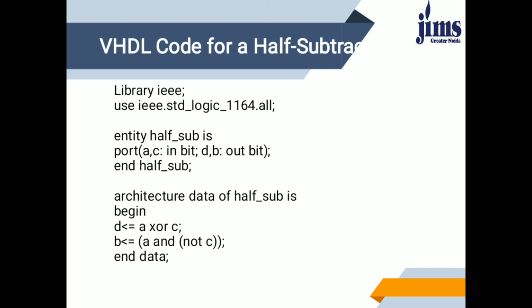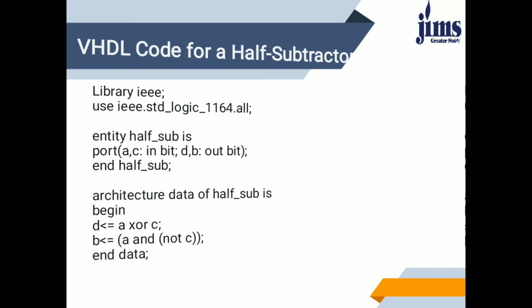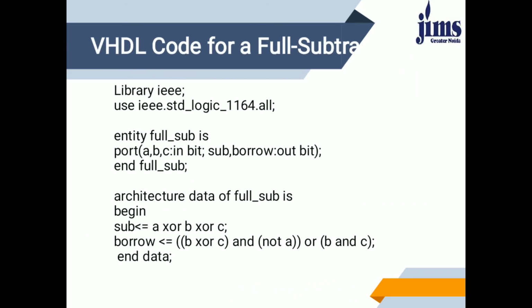So the architecture of this can be written here, check. D is what? A XOR C, and B is what? A and not of C, that means AC bar. So again I am saying that A bar B or AC bar are both the same thing. So in this way we can specify the half subtractor programming. Now for writing a full subtractor, again A is specified for not of A. Similarly we can write the program for full subtractor. This is nothing much different from full adder.